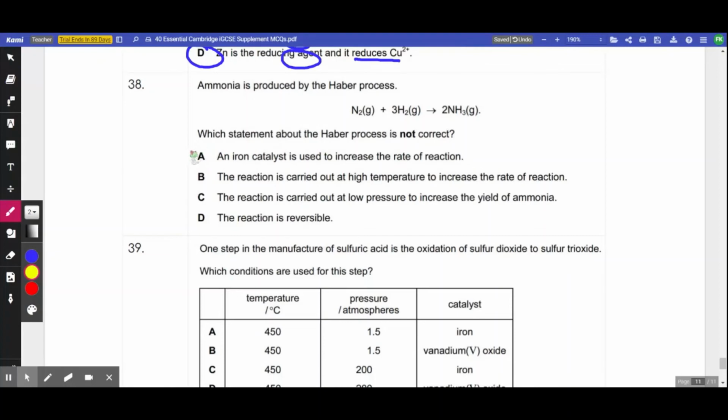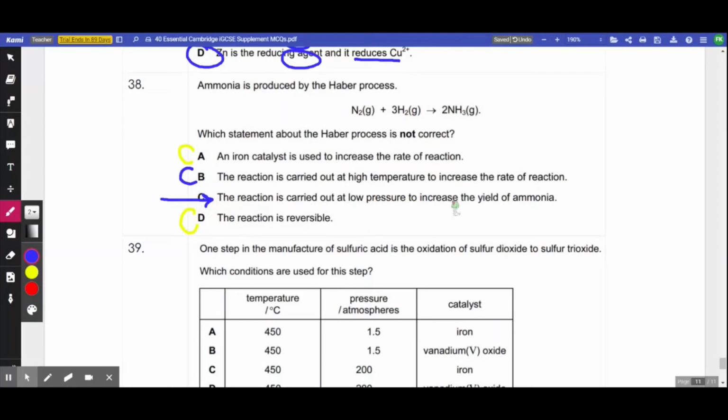An iron catalyst is used to increase the rate of reaction in the Haber process, as that is not the choice to make. The reaction is reversible. The reaction is carried out at a high temperature to increase the rate of reaction. That has some truth to it, because you don't want to lower the temperature during the Haber process. Not enough particles will actually have sufficient energy to overcome the activation energy barrier that they need in order to react. So that's a difficult truth to extract from the question. But it then leaves C as the choice to make.